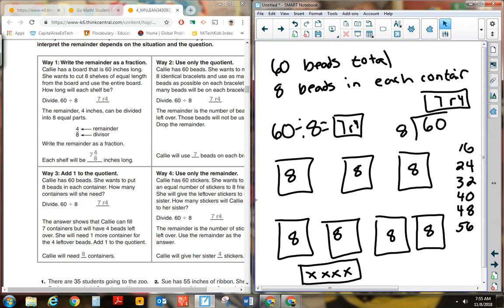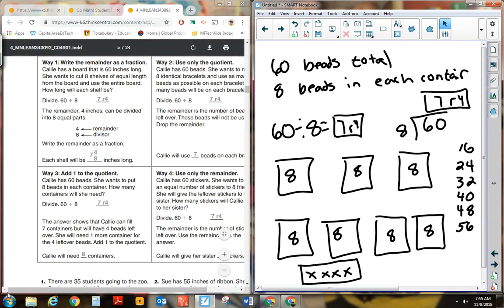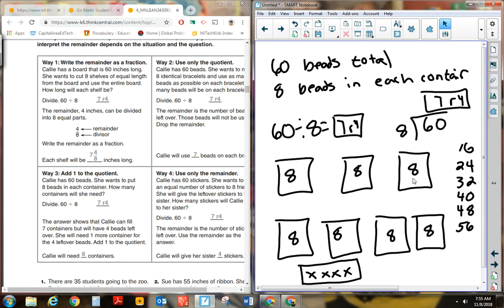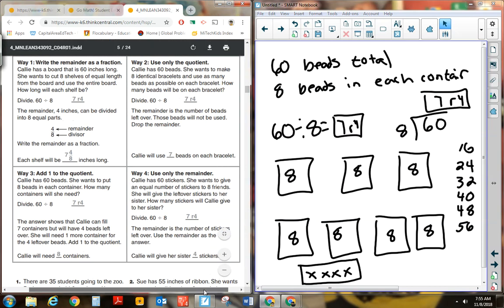But in this question, it's asking how many containers does she need? Well, she needs 8 containers. 1, 2, 3, 4, 5, 6, 7, 8 containers. And this last container, this 8th container, isn't going to be full. But you can't just leave these 4 beads all by themselves. They have to go in a container. So she would need 8 containers.